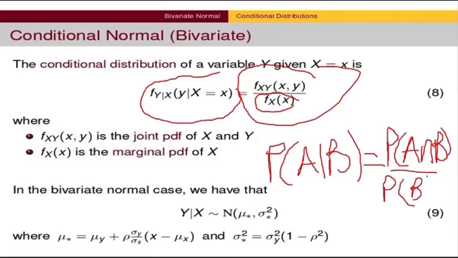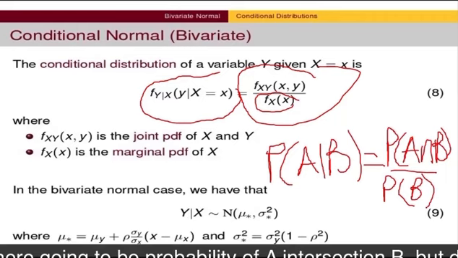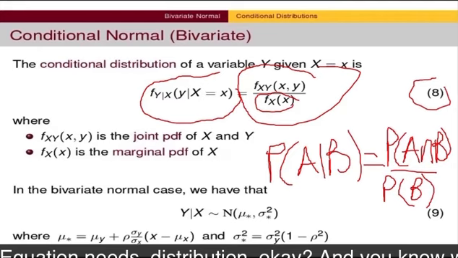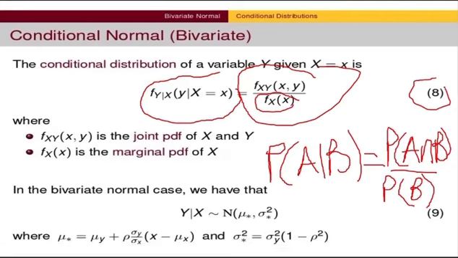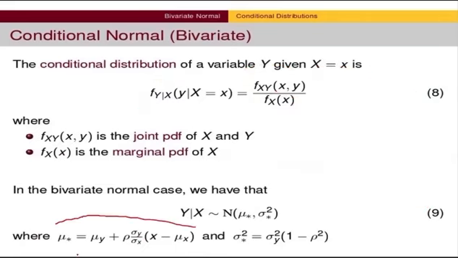And if it is probability of B given A, it's still going to be probability of A intersection B, but divided by probability of A. I just wanted to take a look at equation 8. That's a conditional distribution. Okay. And you know what? If I have a conditional distribution, I need a conditional mean and conditional variance. Now, you've done this before. This is going to be the conditional mean. This is going to be the conditional variance.